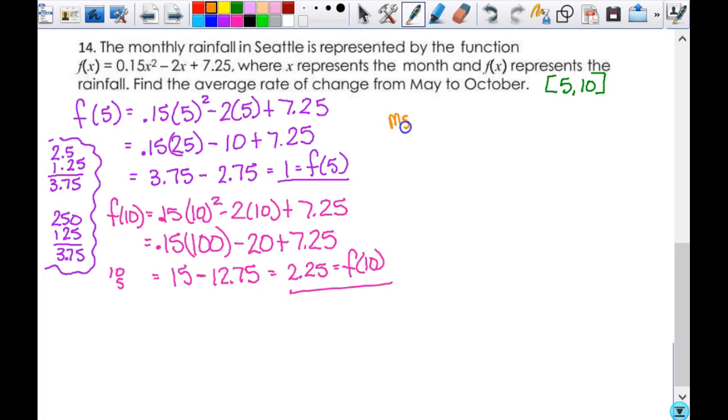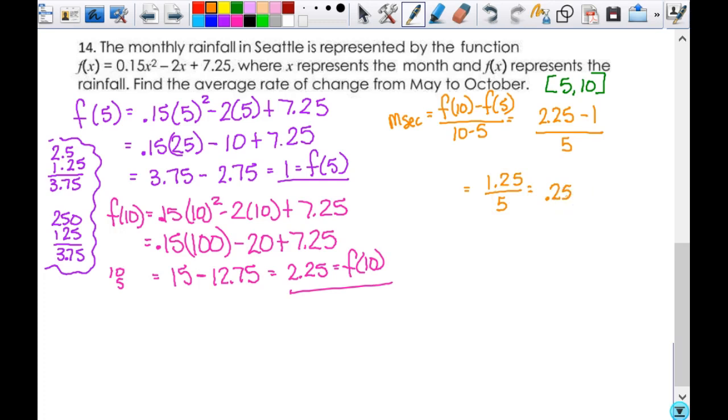I need to find the slope of the secant line. That is f of 10 minus f of 5 over 10 minus 5. So f of 10 is 2.25 minus f of 5, which is 1, over 10 minus 5, which is 5. So 2.25 minus 1 is 1.25 divided by 5. Well, if you have $1.25 and you want to break it up into 5 groups, that gives you 5 quarters, so it's 0.25.